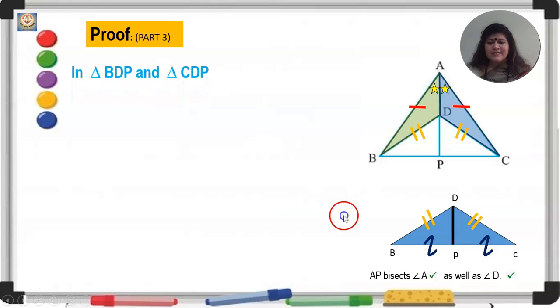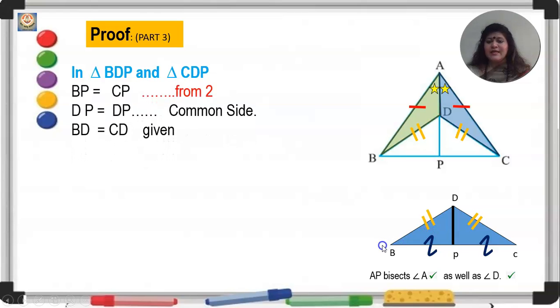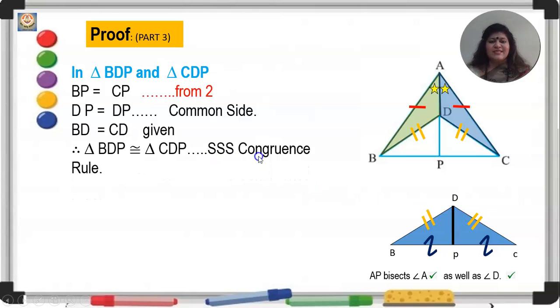Take the two triangles. I have separated out here. In triangle BPD and CPD, what are the things that you know? You're aware that BP is congruent to CP. We just proved it some time back, right? Then BP is equal to DP, it's a common side. And BD is equal to CD, it is already given. Therefore, the two triangles are congruent by SSS congruence rule.